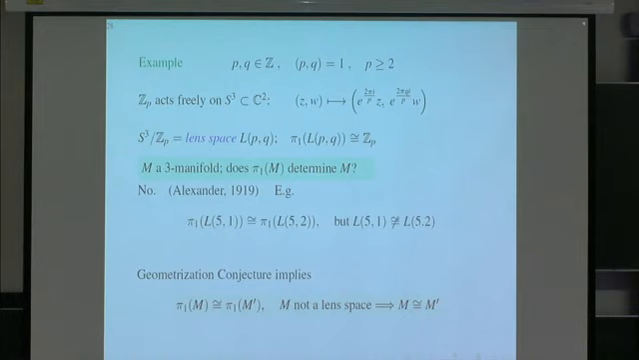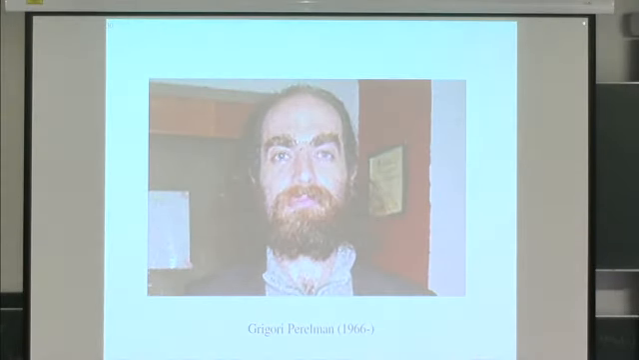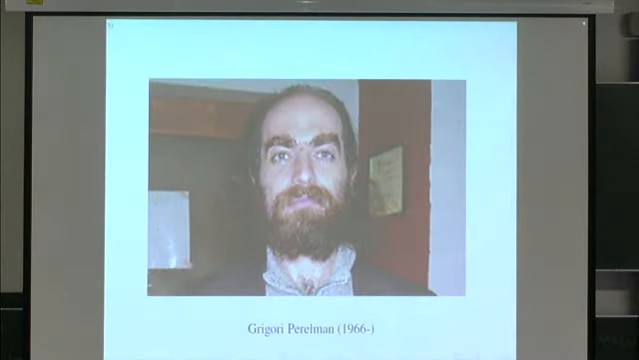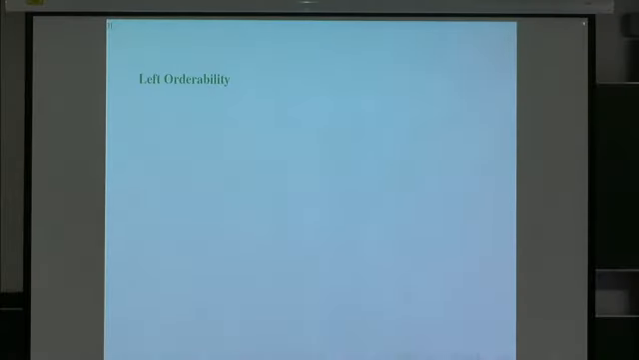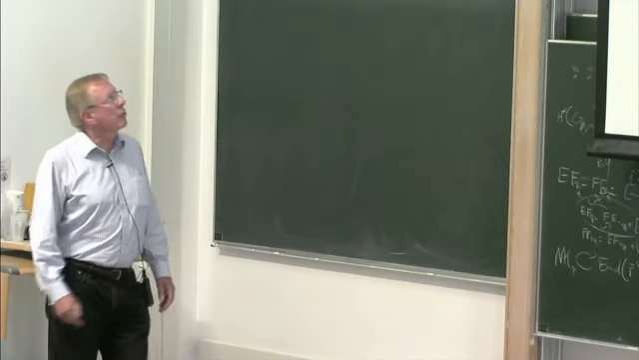Of course, a famous special case of this is the Poincaré conjecture, that the only 3-manifold with trivial fundamental group is the 3-sphere. So here's Perelman. This was the Clay Millennium Prize problem that he declined the prize for, the Poincaré conjecture. So the fundamental group is the key thing. So having established that, let me talk a little bit about a property of groups, left-orderability.